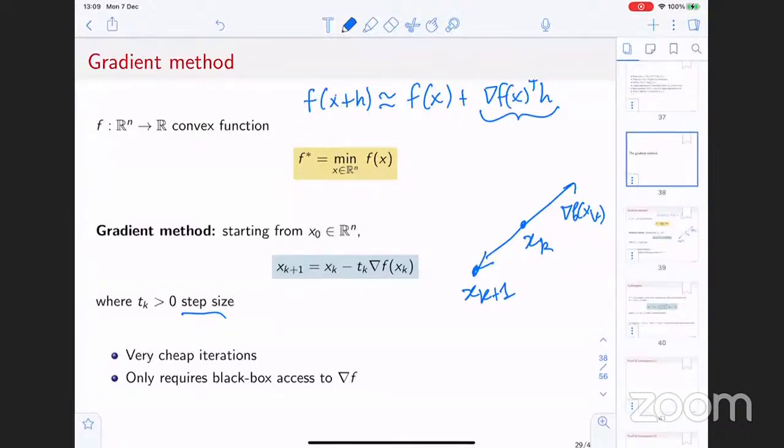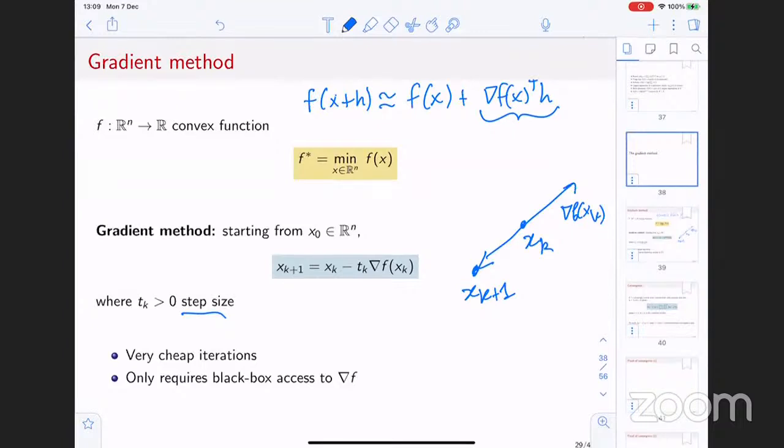As you can see, the iterations are very cheap. You just need to add vectors to each other. I will explain how to choose the step size as we go. Now, I said that the algorithm is not completely specified, so I'll explain how to choose the step size.